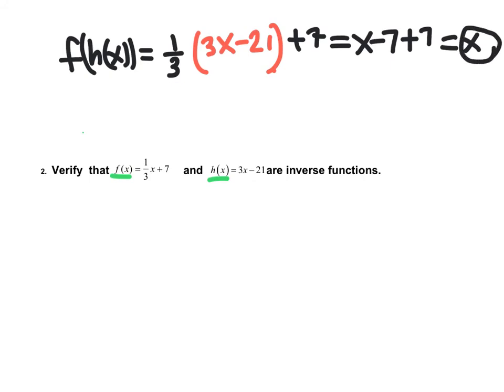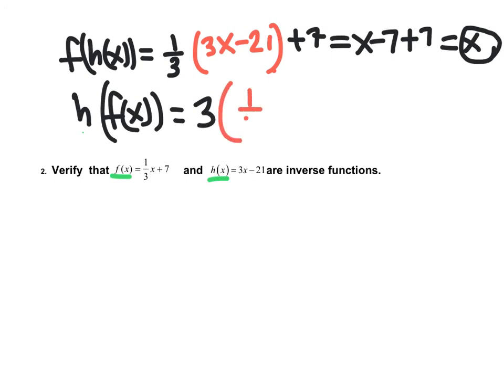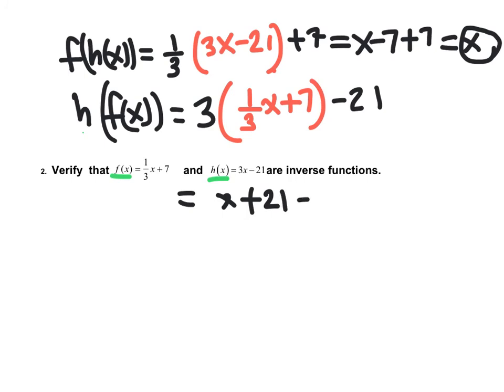And then I'm going to do h of f of x. So I take the h function, 3 times, and then instead of x, I'm going to do 1 over 3 x plus 7, and then minus 21. So what do I get? I just continue here. So 3, when I distribute, 3 times 1 over 3 x is x, plus 21 minus 21, which is equal to x. That means both of them are inverse functions.